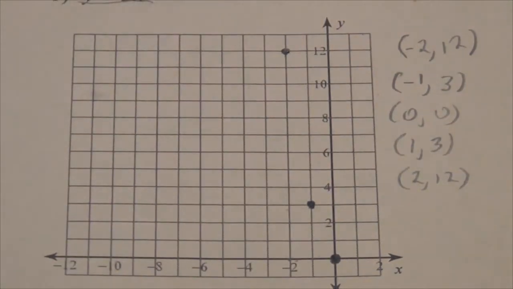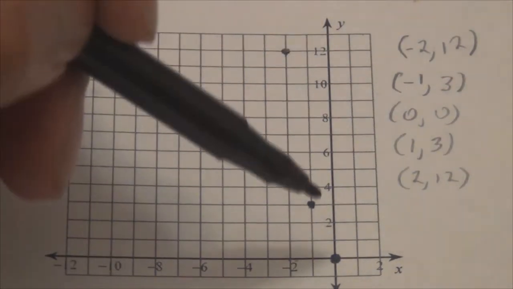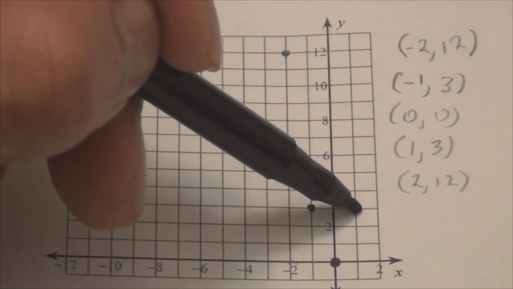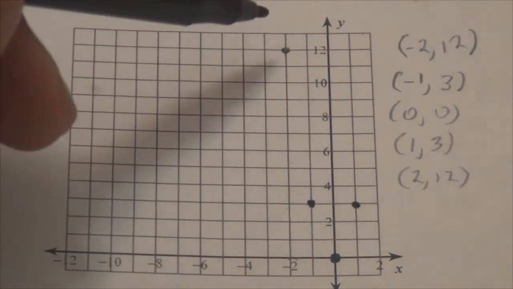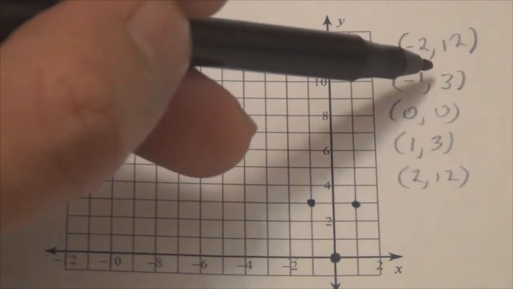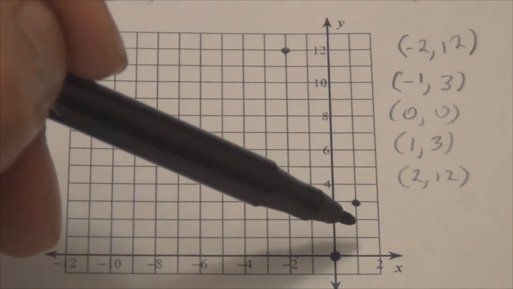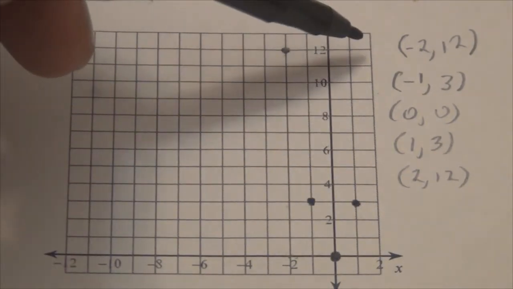Then I'm going to graph 0, 0. Then I'm going to graph 1, 3. Look, that's it. Once the y values start repeating, then we know which one is the next one. The next one is going to be 2, 12. Correct?